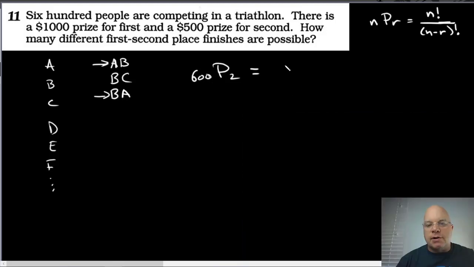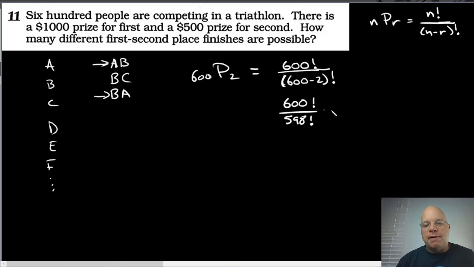Okay, n is 600. So we have 600 factorial, and you should not try to calculate that. It's way too large a number. You can't even do that on a calculator, but we won't need to, and you'll see why. Then down here in the denominator we have 600 minus 2 factorial, which simplifies to 600 factorial over 598 factorial.